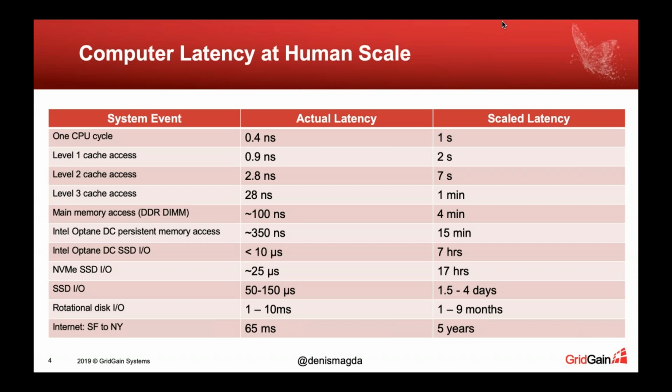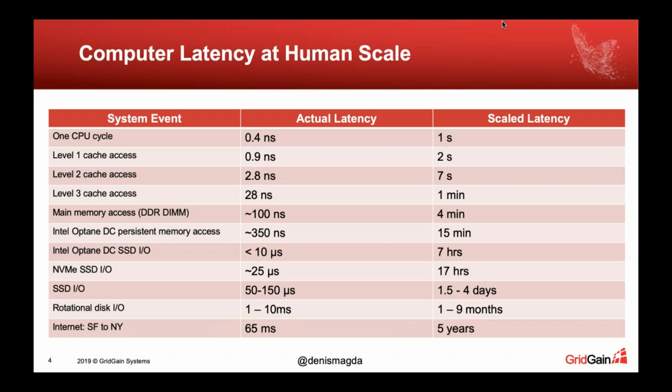We can see that all the CPU cycles and level 1, 2, 3 cache access are extremely fast, right? They fall in the range of seconds, except for level 3 cache. Then the next fastest memory that is available for our application is main memory, RAM. It's still in the nanoseconds range, and it can be measured in minutes at human scale. Surprisingly, Intel Optane DC persistent memory technology also falls into the category of pretty fast memory. It's not that far from RAM access.